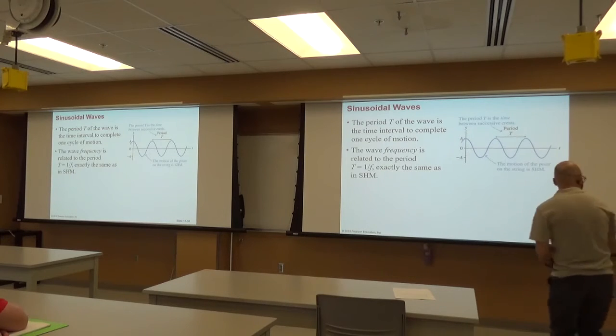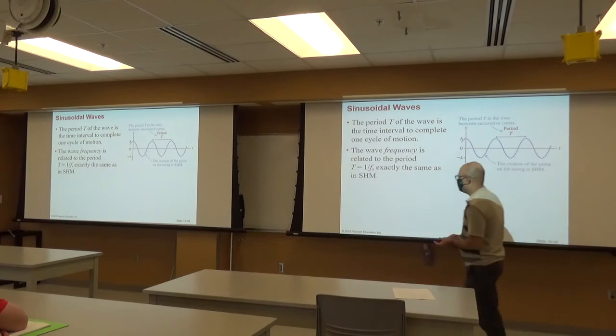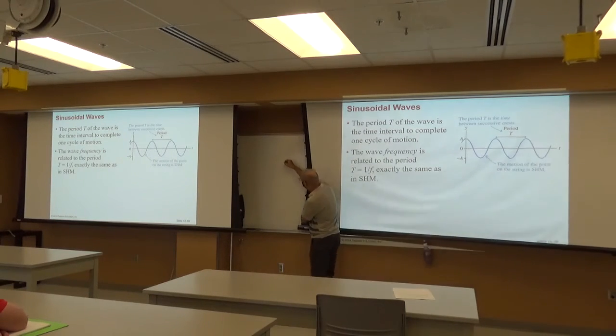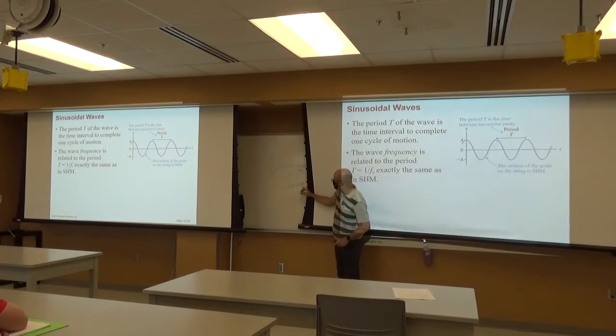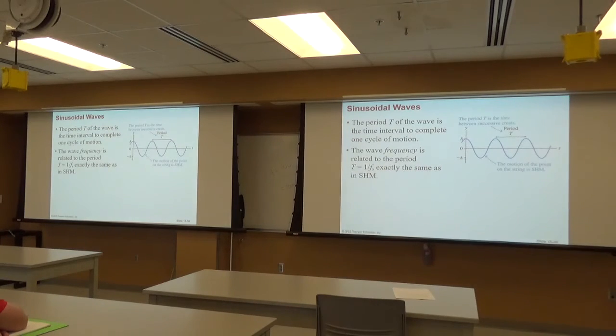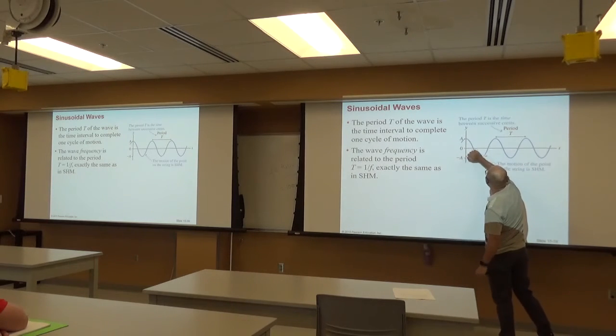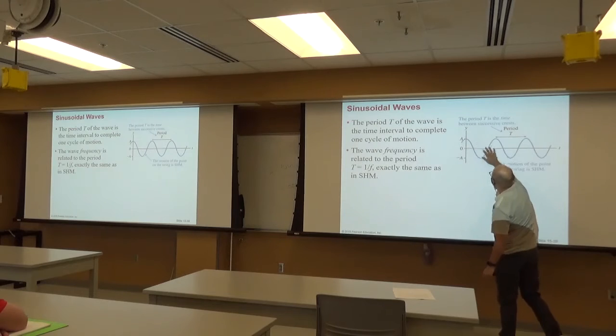Let's say you generate 1,000 waves per second. So that's the frequency. We express this as 1,000 hertz. Okay, so 1,000 hertz means you are generating 1,000 waves every second. So in 1 second time, you create 1,000 of these waves. That's the frequency.